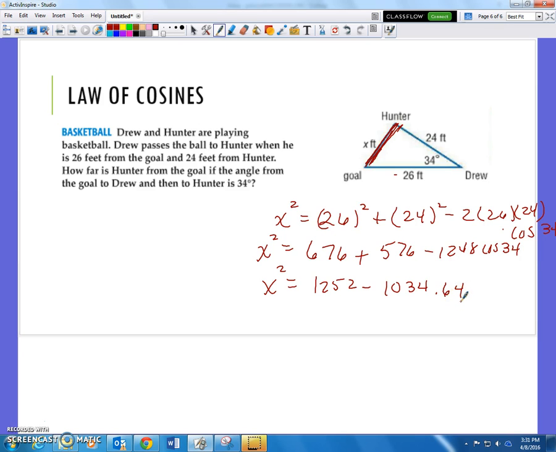and x squared equals 217.36. And please don't forget that we do have an x squared here. This is obviously not 217. So let's square root it, and we only need the positive value. X in this case will equal 14.74, and it says how far is Hunter from the goal to Drew?